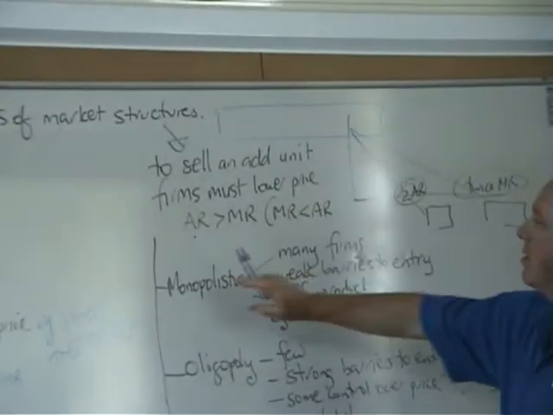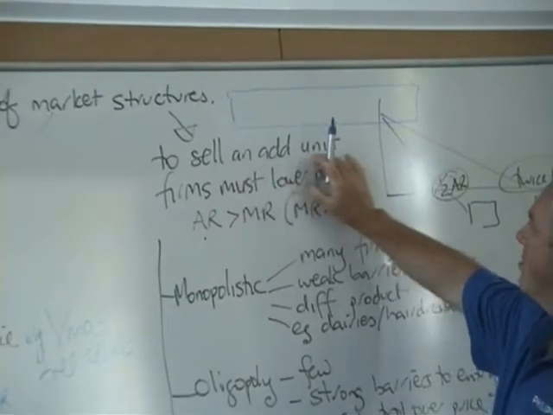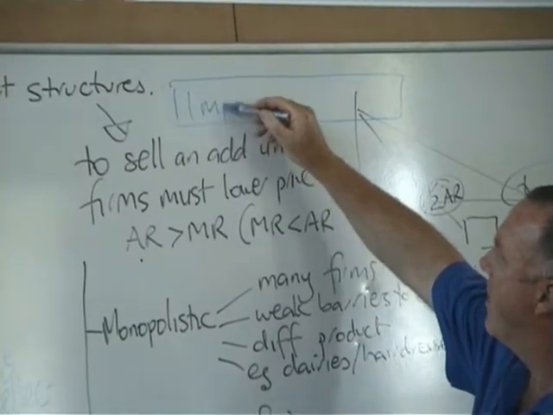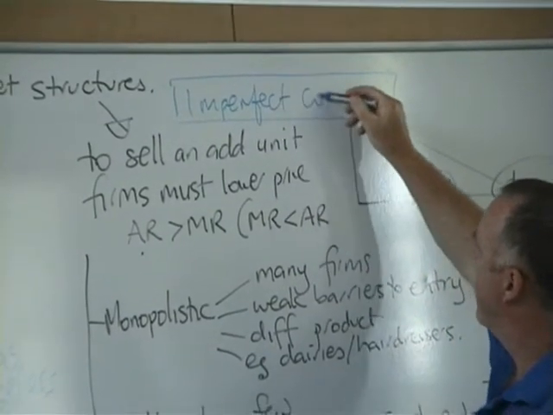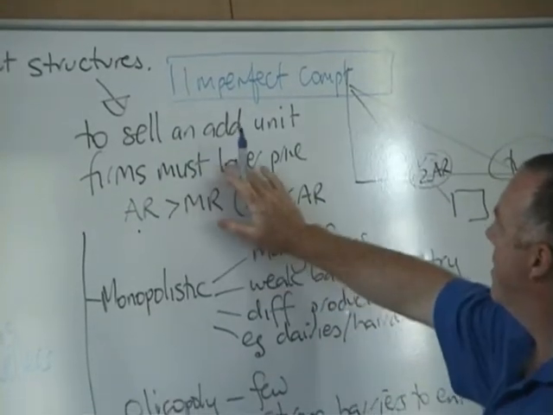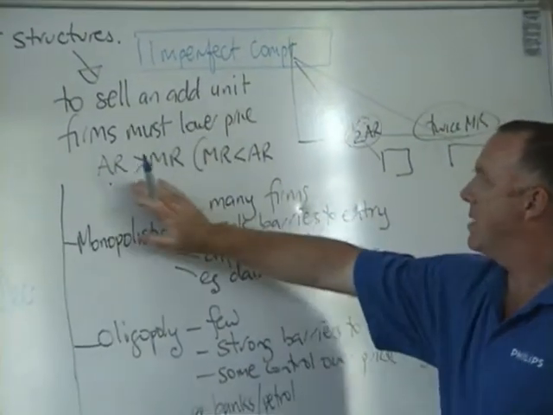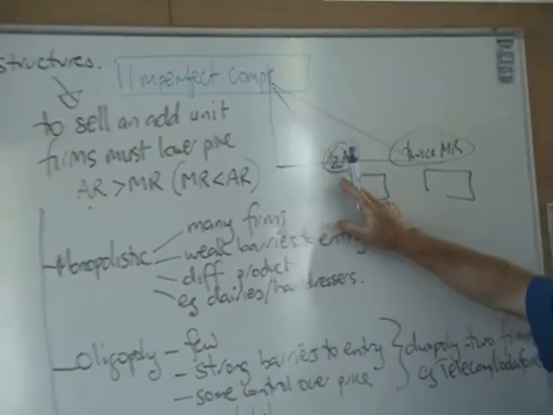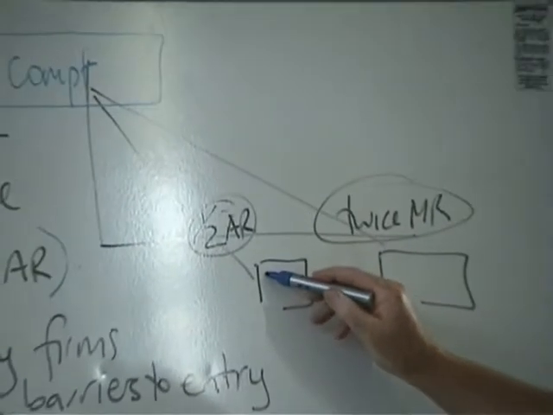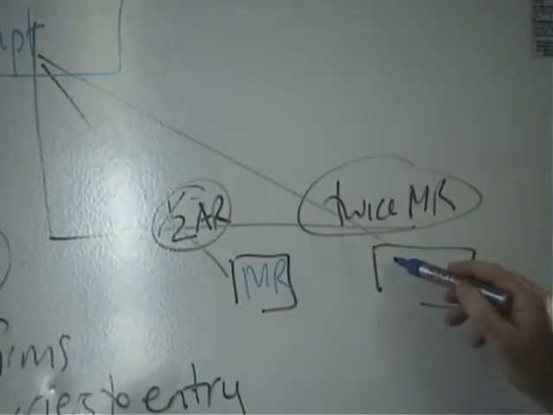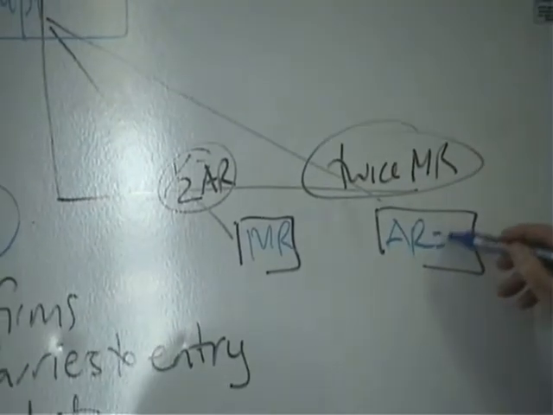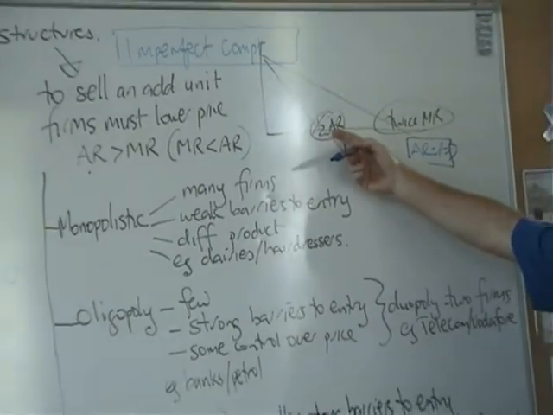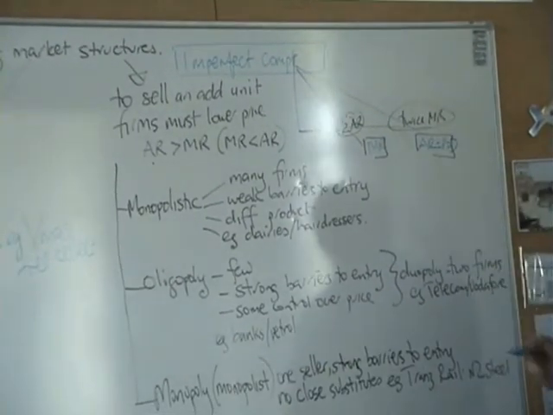And over here, if it's not a perfect competitor, to sell an additional unit, the firms must lower price. We call these types of firms imperfect competition. Now, because to sell an additional unit they must lower the price, the AR is greater than the MR, or the MR is less than the AR. When we draw these curves, the one that's closer to the origin is MR. The one that's further out is AR equals P equals D. Now to draw it correctly, the MR is half of the AR, or the AR is twice the MR.